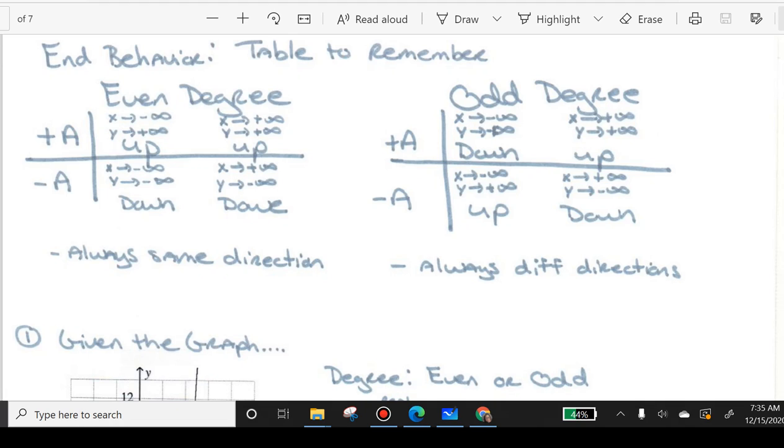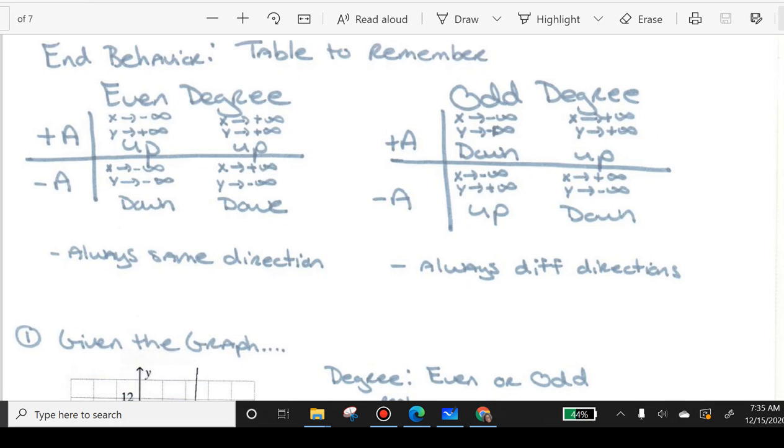Good morning, guys. Just wanted to record a little video, going through a synopsis of a few of the things regarding the polynomial graphs, and then add on a few additional things. The key thing, I just wanted to go back and show you this table. You have to know your end behavior.